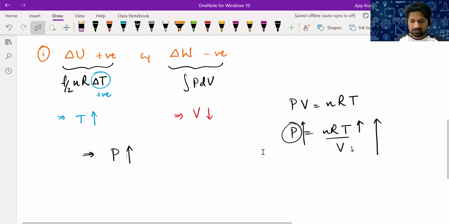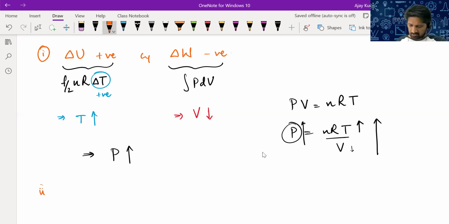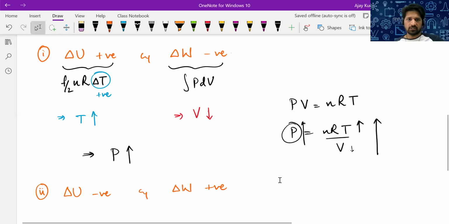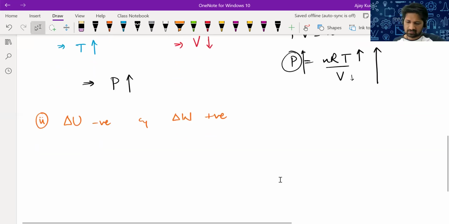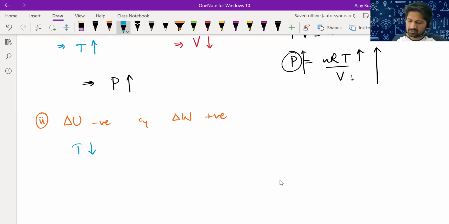Now it's also possible that in an adiabatic process, the change in internal energy is negative and work done is positive, meaning internal energy decreases and gets converted to work. That possibility is also there. If that happens, change in internal energy negative means temperature decreases. Work done is positive means volume increases. If temperature decreases and volume increases, pressure will decrease.